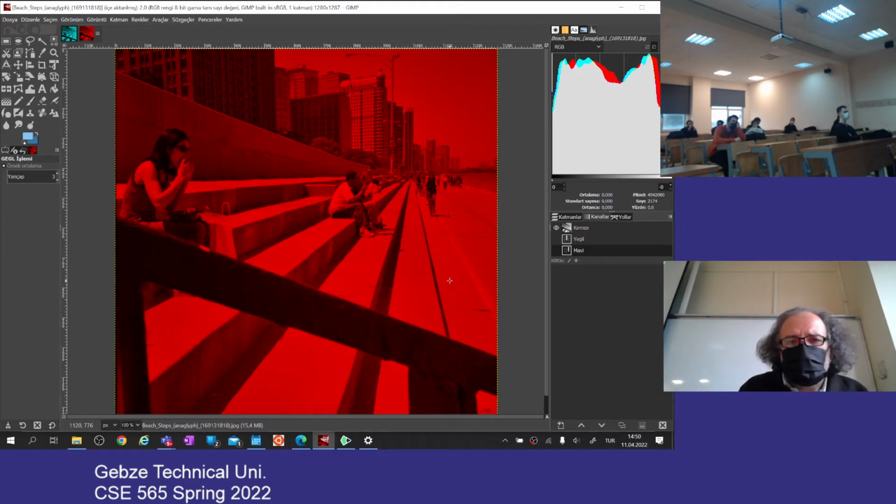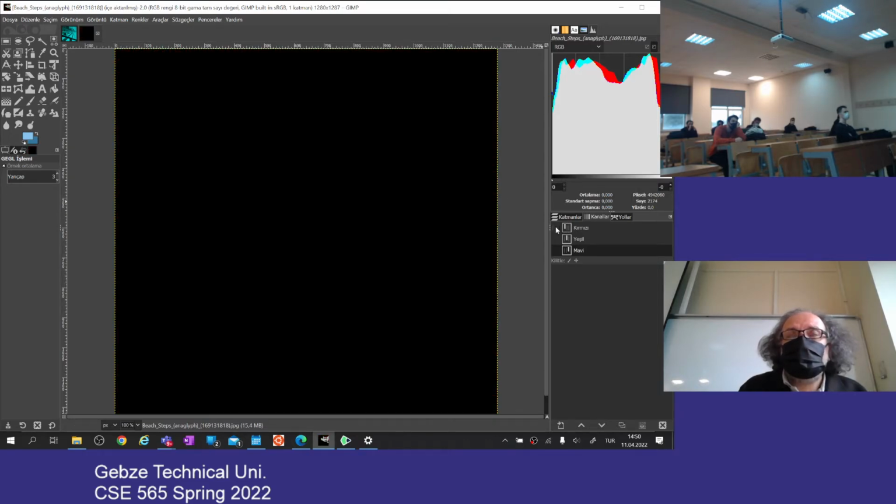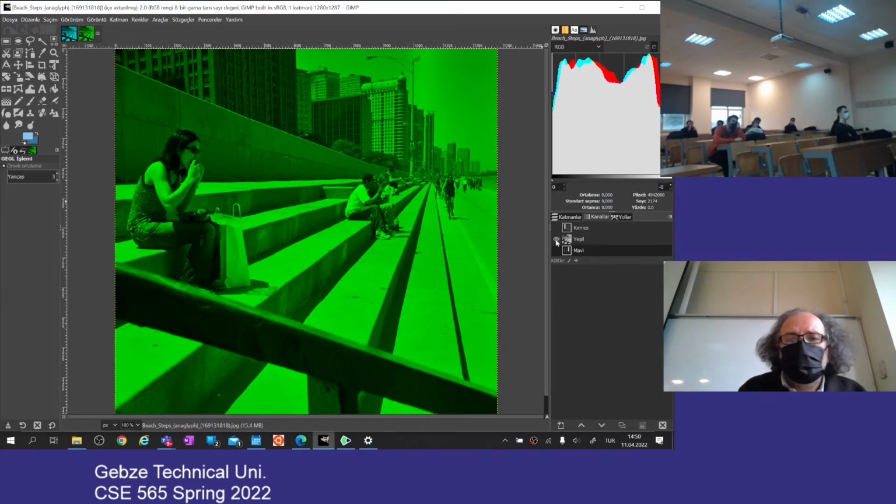In this case, I am showing this image as a red image. So the bright red means it's a bright region, dark red means it's a dark region. I'm just showing it as red. And I am taking the same scene from a different view, and this time I am viewing it as a green image. So this green image is different than the red image actually.